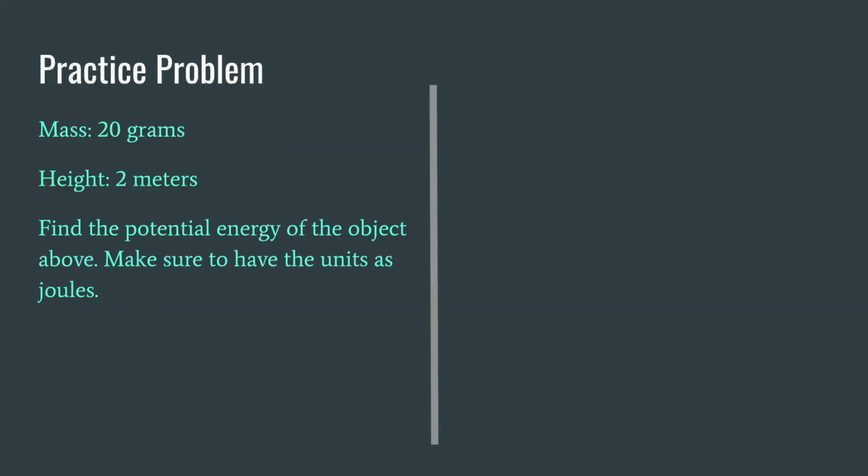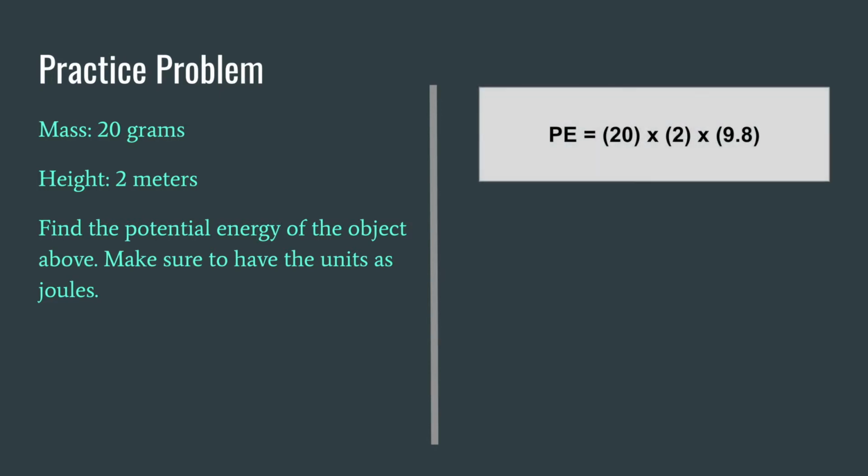So let's look at this practice problem. The mass is 20 grams for this object. The height is 2 meters. You want to find the potential energy of the object above. Make sure to have the units as joules. So if we plug it in, this is how it would look. You can see our mass is labeled right here, so is our height, and so is the acceleration due to gravity. You can see I did not square or do anything. I just left it as 9.8. That's exactly how we do it.